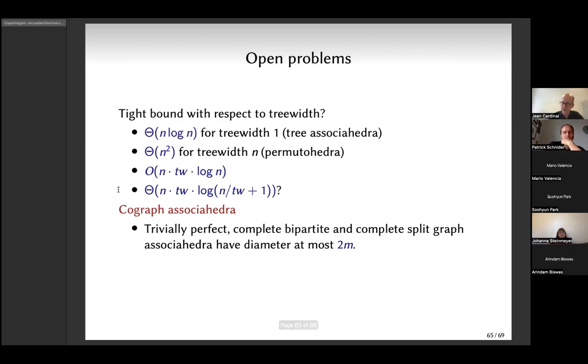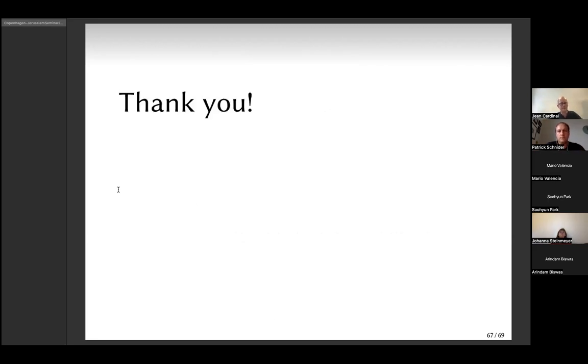We have a thought on co-graph associahedra. Many of our examples, trivially perfect, complete bipartite, complete split graphs, all have diameter at most 2m, and they're all co-graphs. So is it true that every co-graph associahedron has diameter at most 2m, where m is the number of edges of the co-graph? Thank you very much for your attention.